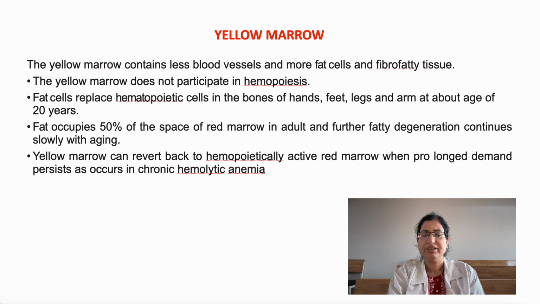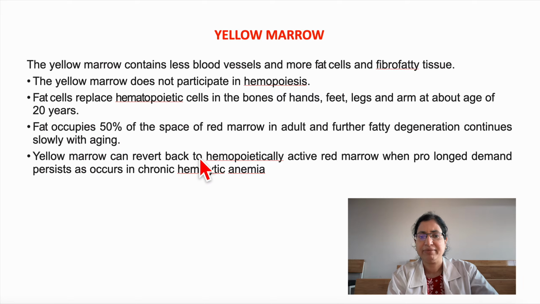So yellow marrow contains fewer blood vessels and more fat cells and fibrofatty tissues. Here the yellow marrow does not participate in hematopoiesis. So this yellow marrow does not take part in the formation of blood. Fat cells replace hematopoietic cells in the bones of hands, feet, legs and arms at about the age of 20 years. Fat occupies 50% of the space of red marrow in the adult, and further fatty degeneration continues slowly with aging.